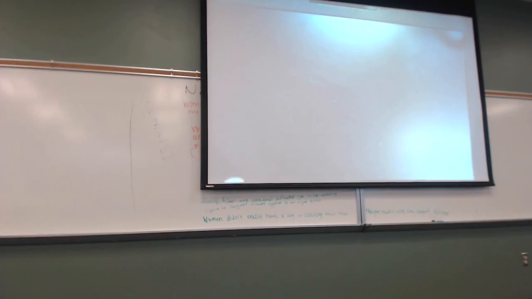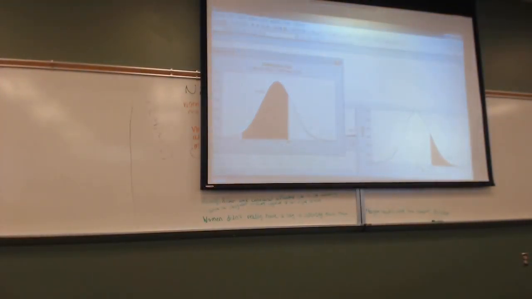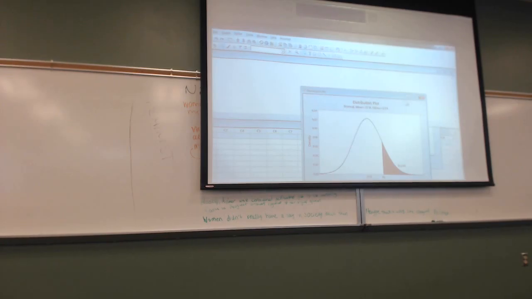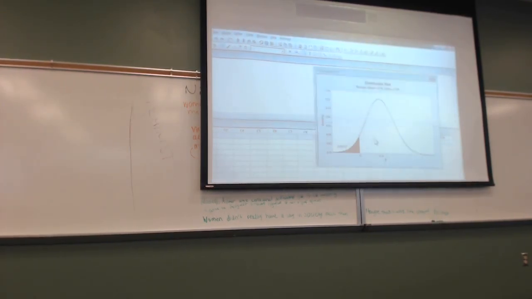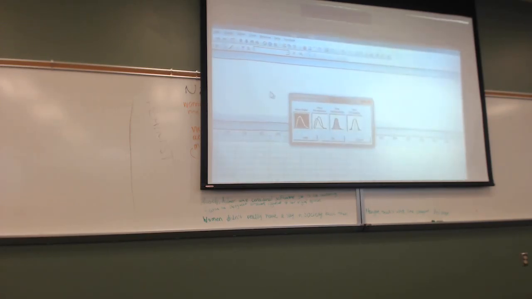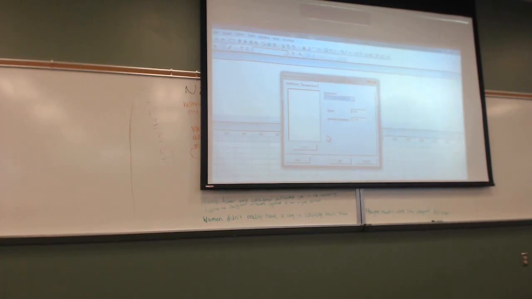So how would we do this on the Minitab? To solve this very same problem on the Minitab, I'm going to go to the graph for the distribution plot and view probability. Now I'll choose the exponential distribution.